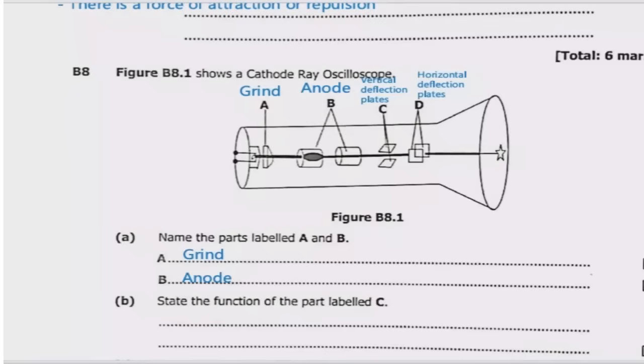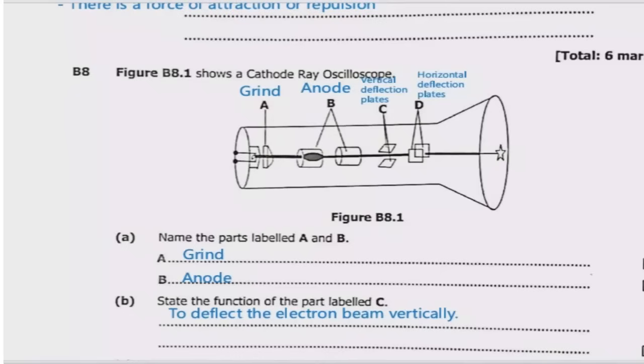Now we come to question B, which is: state the function of the part labeled C. What is the function of the vertical deflection plates? So the function of the vertical deflection plates is to deflect the electron beam vertically.